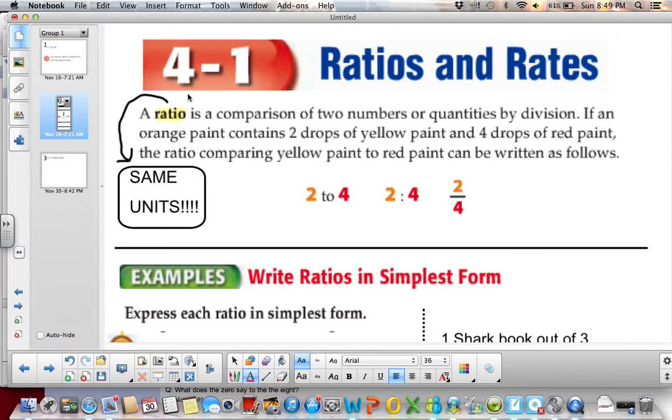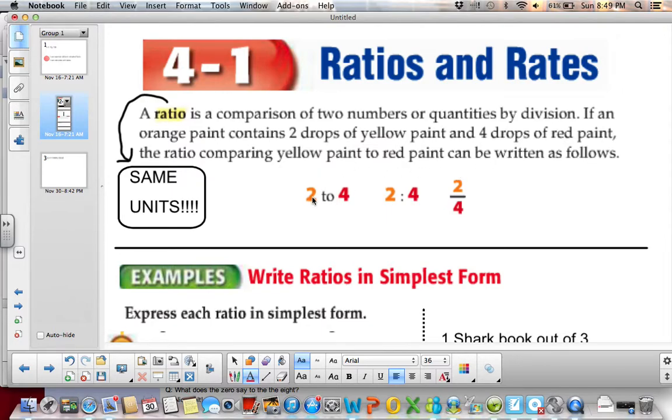So very important, I would write this down if you're writing this on your vocab sheet, which would be a good thing to have out. Include that a ratio is the same units. So if orange paint contains 2 drops of yellow paint and 4 drops of red paint, the ratio comparing the yellow paint to the red paint can be written these 3 different ways.